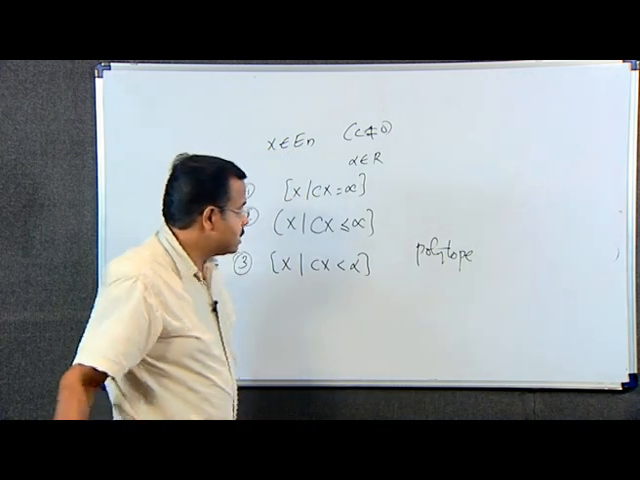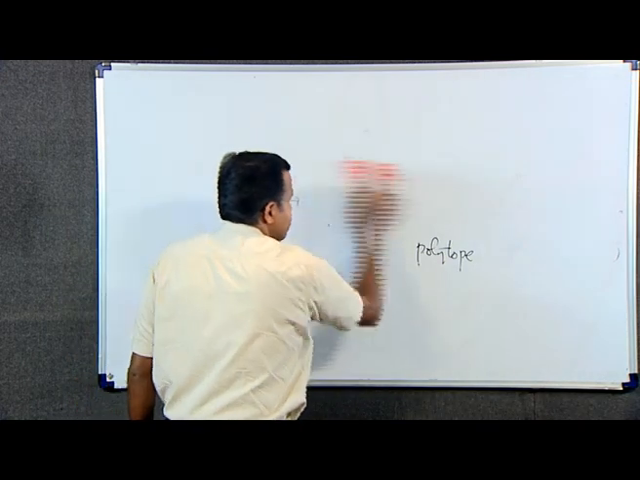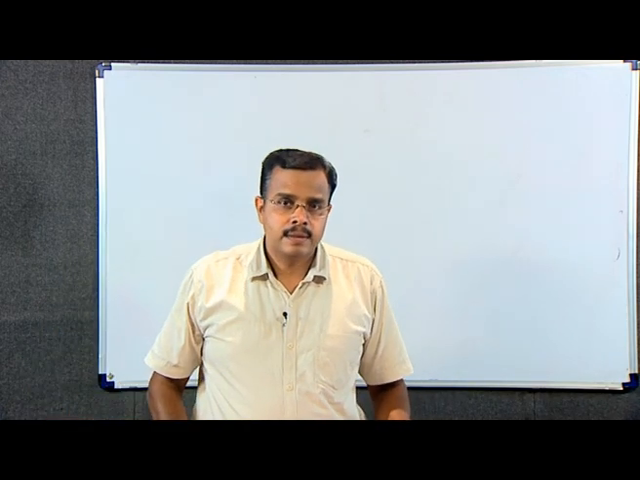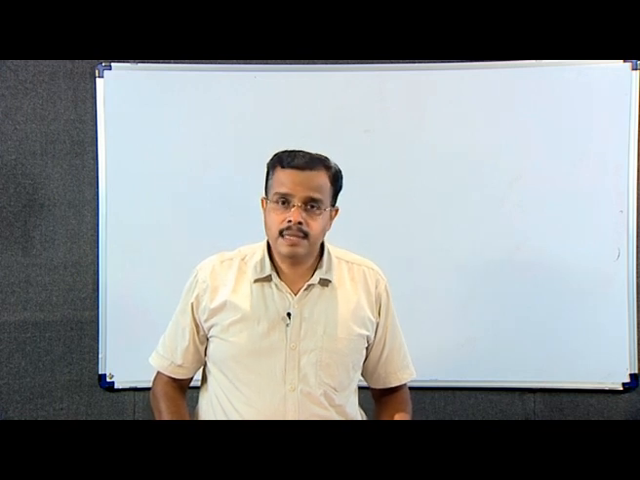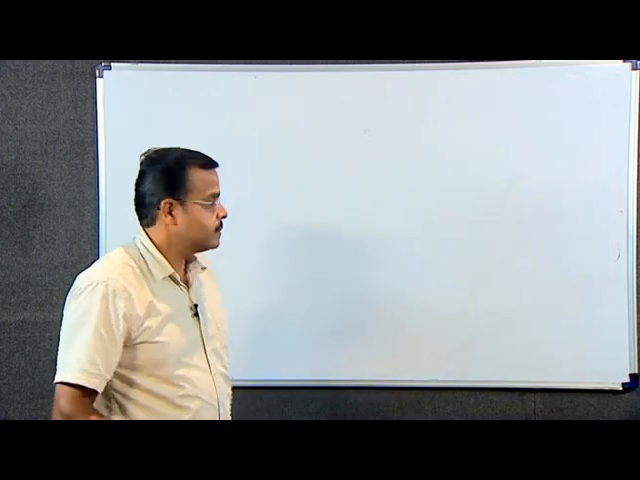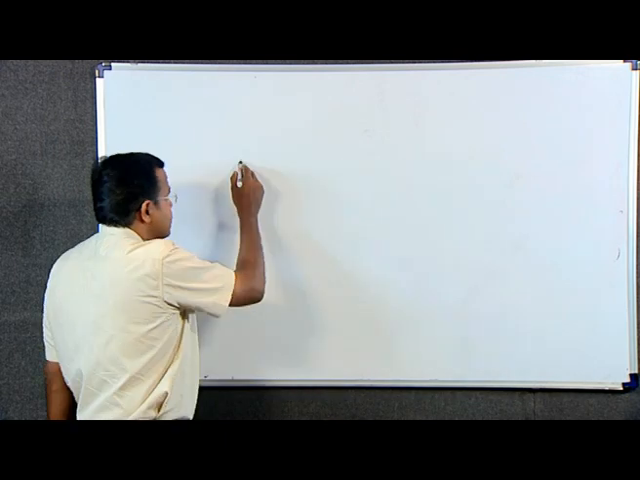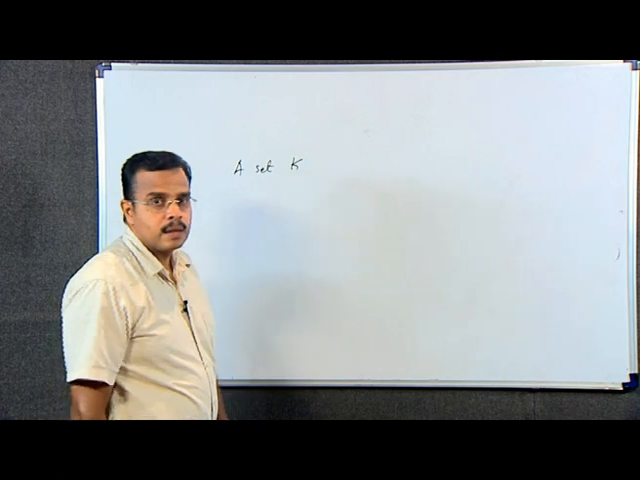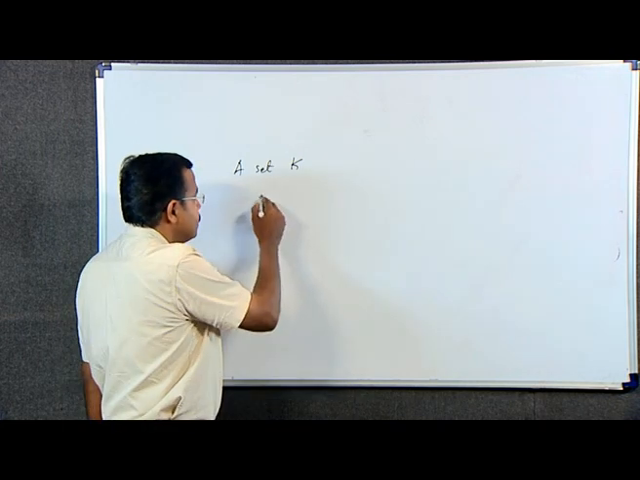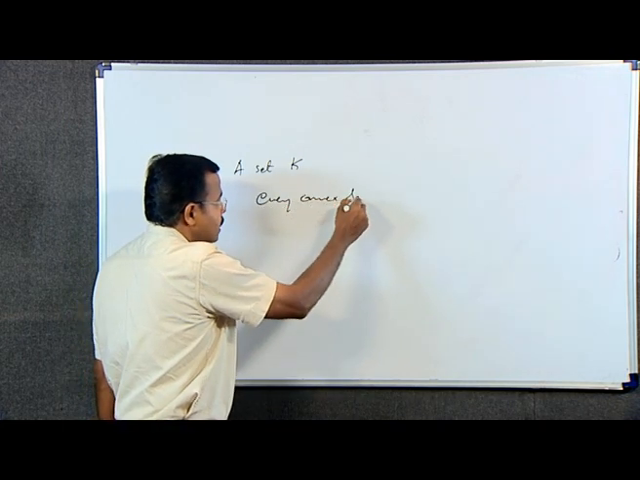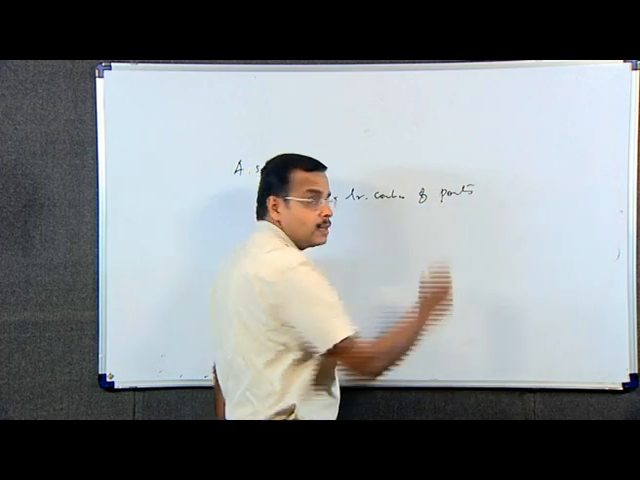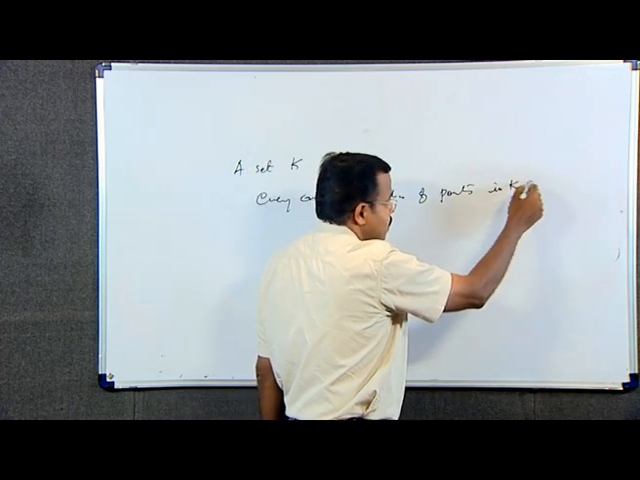Now, we are going to discuss some useful results. The first result: for a set K to be convex, it is necessary and sufficient that every convex linear combination of points in K belongs to K.